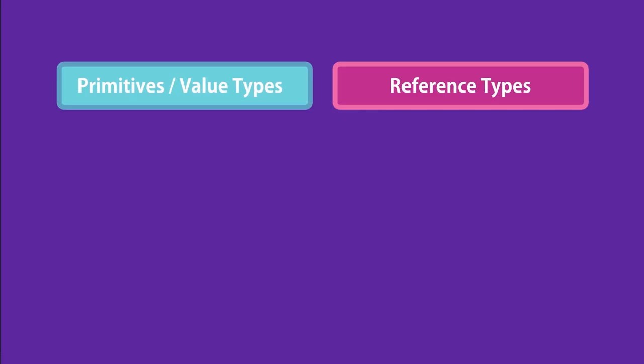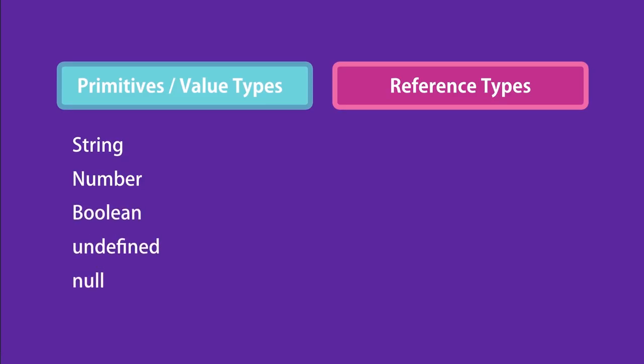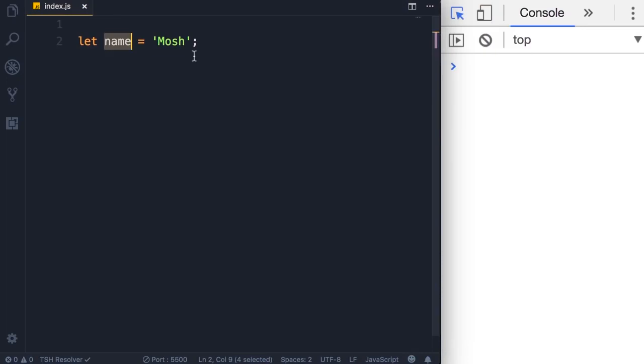In this lecture, we're going to focus on primitives, and you're going to learn about reference types later in the course. Now, in the category of primitives, we have strings, numbers, booleans, undefined, and null. Let's look at each of these in action.